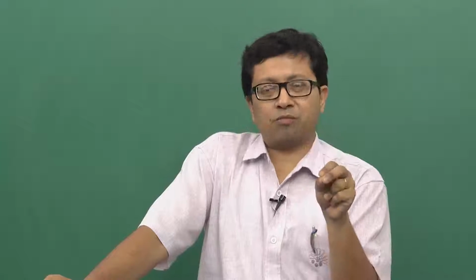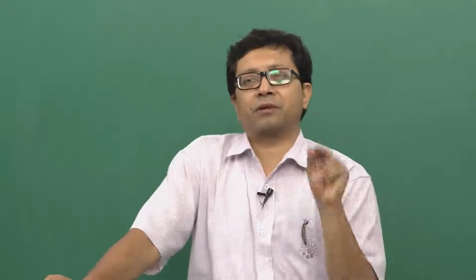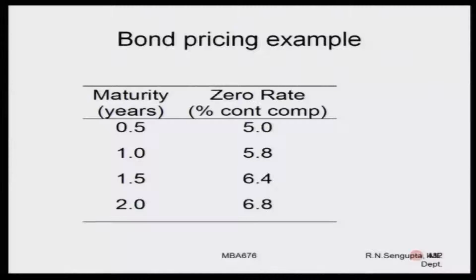But for the zero coupon one, we will consider the zero rate is based on the fact that there is no intermittent payment. So, given one you can find out the other or vice versa. Now consider the bond pricing example, and see here the second column very specifically mentioned is the zero rate. Zero rate means there is no coupon payment being made.